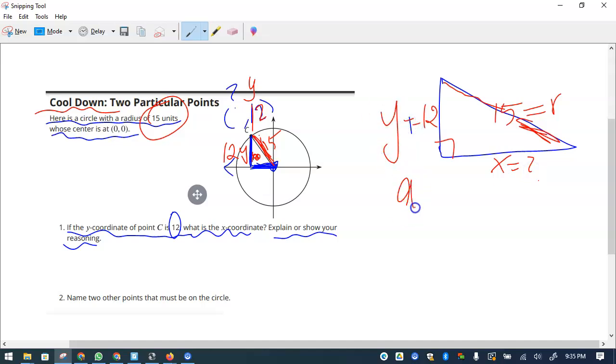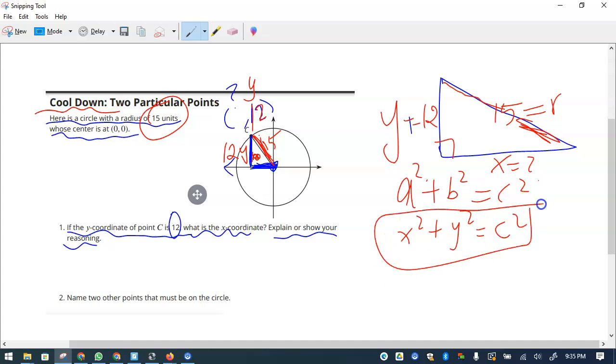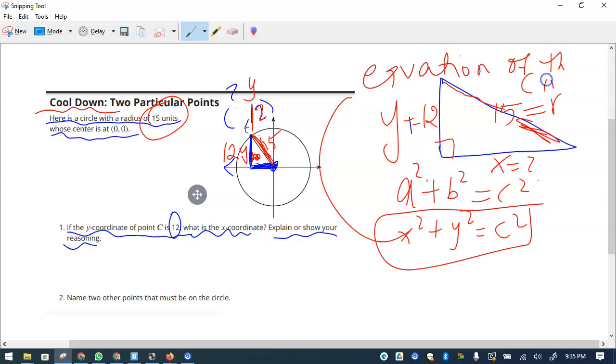So all you do is like a Pythagorean: a square plus b square is c square. It means x square plus y square is c square, which is actually the equation of a circle. So this equation represents the circle, the one that you see with the center at the origin. Now, when I plug this in, x we don't know, so x stays the same. The y is what we plugged in, 12.